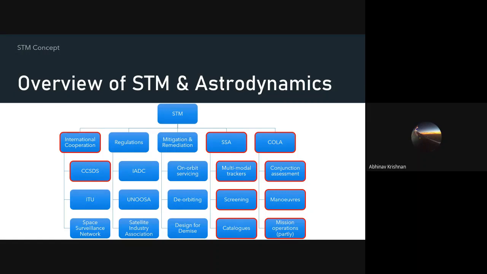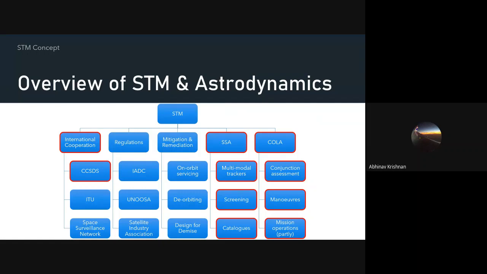Astrodynamics influenced components like the space situational awareness. You might be a bit confused on what multimodal trackers are. Multimodal trackers is just a fancy way of saying that you have a radar, you have a passive radio, and you have optical telescopes, and these are all providing you data. That's it. And these are multiple modes of data. One is radiometric, one is optical, and one is active radar system. So you have multiple sources of data, and that's why it's multimodal.